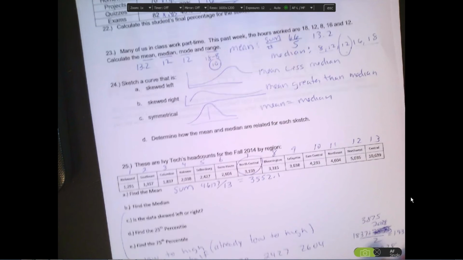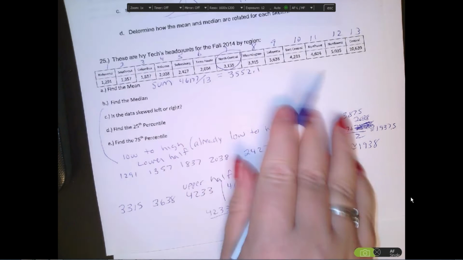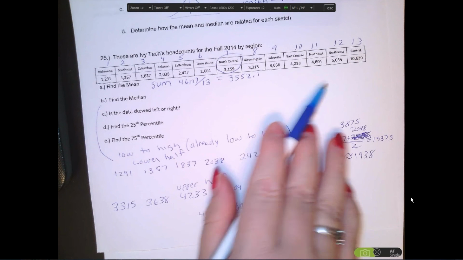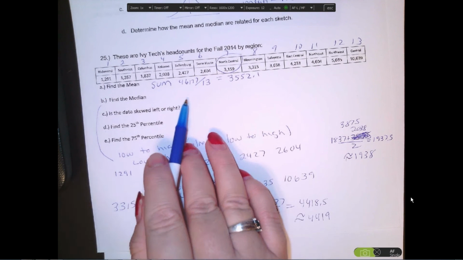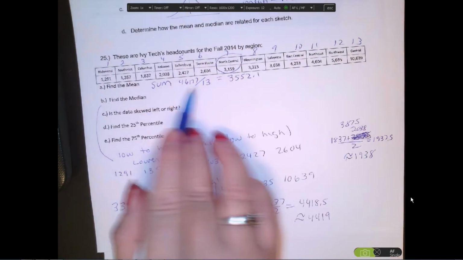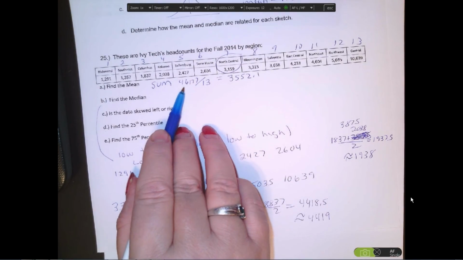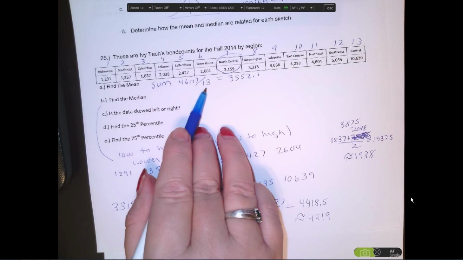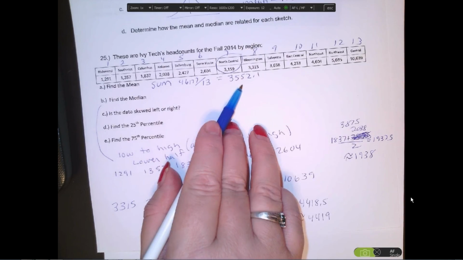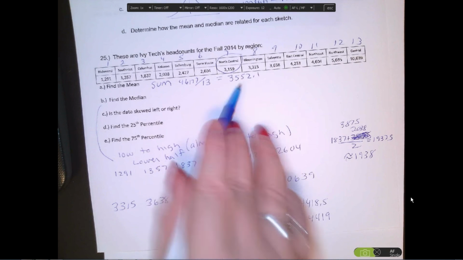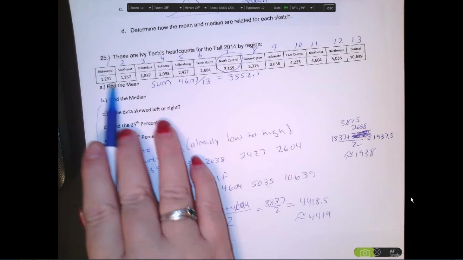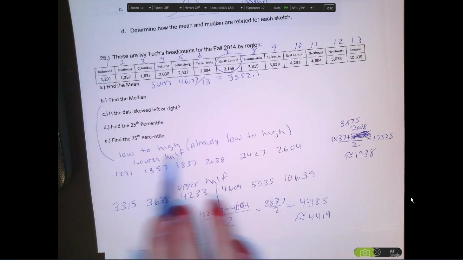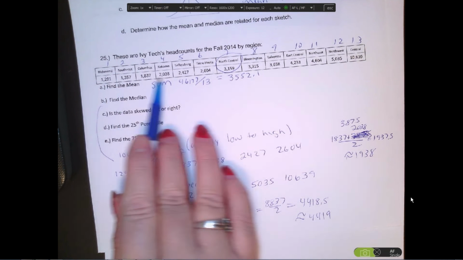Okay, 25. These were some large numbers to put in the calculator, so I went ahead and did that ahead of time and checked it twice. The sum was 46,177. There were 13 data entries, so the mean comes out to 3,552.1. The median, first thing we need to do is put them in order from low to high, and I looked and they're already in order, which made it nice.